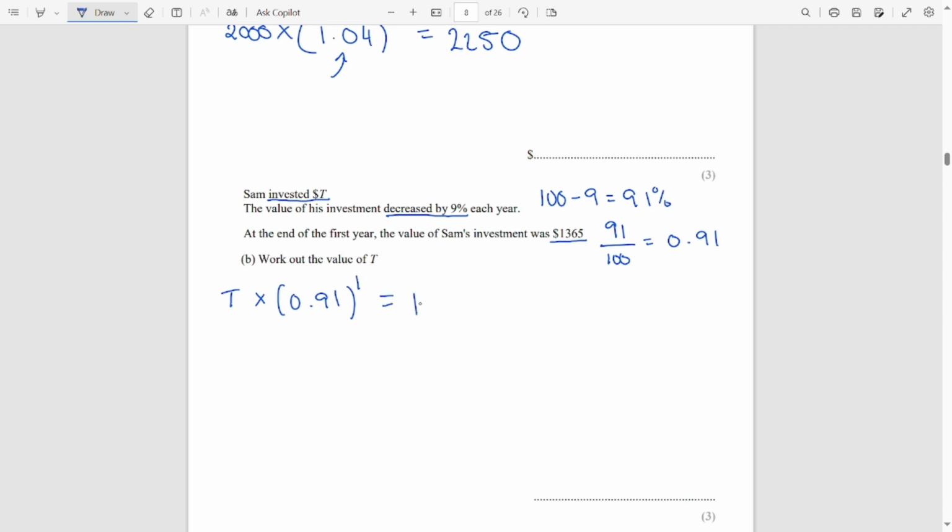And then at the end, he has $1,365. So in order to work backwards, we are going to take 1,365 and we are going to divide by 0.91. And if you take 1,365 and divide by 0.91, you will get 1,500. And so that is his investment.